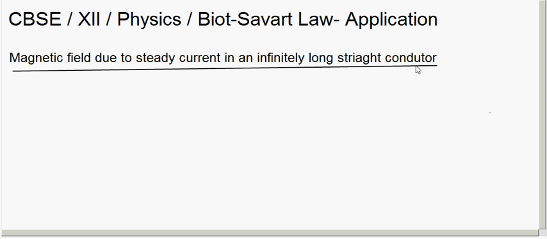We have a straight conductor which is very long, infinitely long. Now let us consider an infinitely long conductor. Let me say this is an infinitely long conductor and carries current I. Let the conductor carry current I.